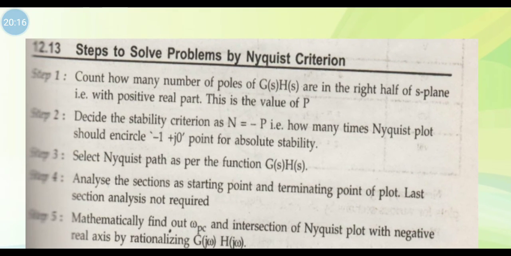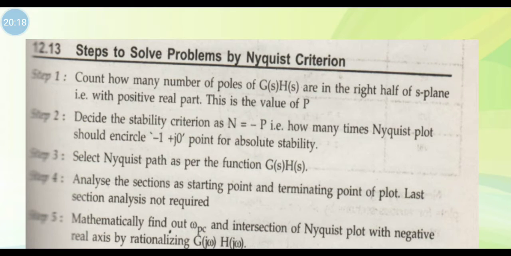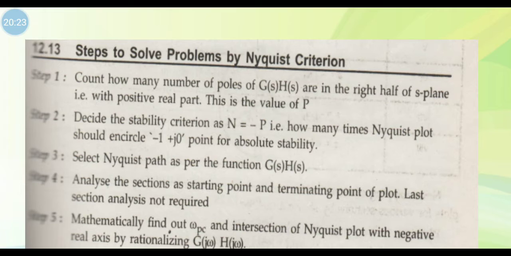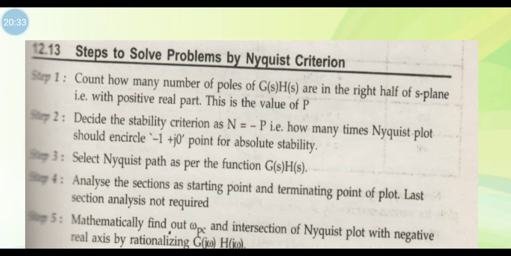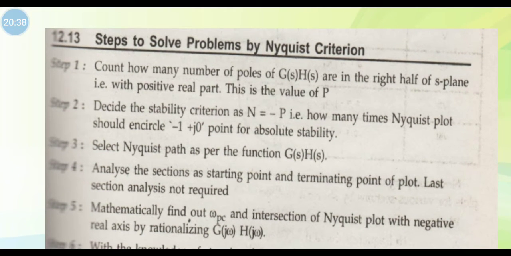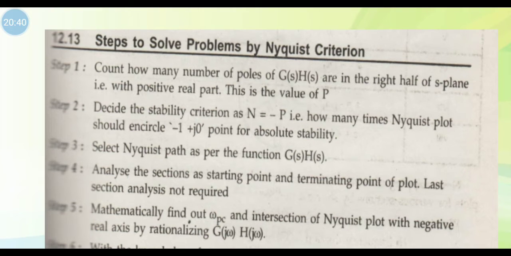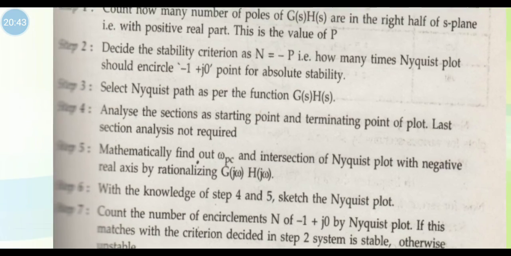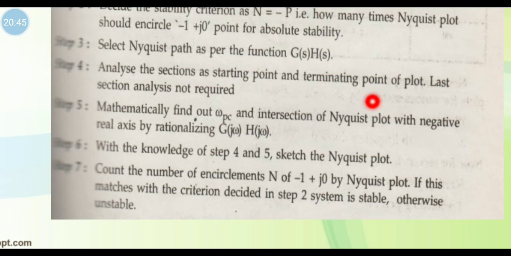So first step is count how many poles of G(s)H(s) are in the right half of s plane, that is with positive real part. This is the value of P. Step 2, decide the stability criterion as N is equal to minus P, that is how many times the Nyquist plot should encircle the minus 1 plus j0 point for absolute stability. Step 3, select Nyquist path as per the function G(s)H(s). Step 4, analyze the sections as starting point and terminating point of plot. Last section analysis not required.